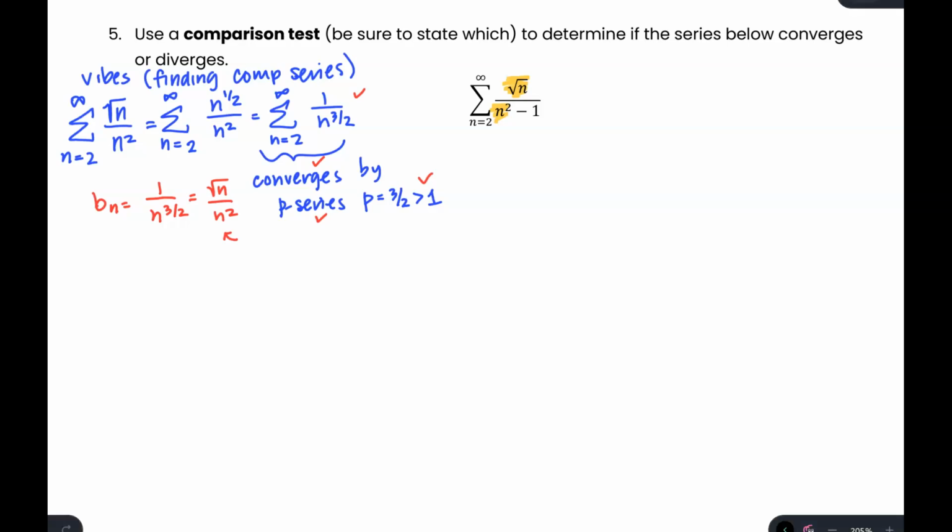So in the limit comparison test, we do the limit as n approaches infinity. And it doesn't matter which of these two series, which terms, we put in the numerator and which one we put in the denominator. So I'm just going to go ahead and leave a sub n as is, my original series. And I'm going to multiply by the reciprocal of the ugly version of b sub n. So here we go, n squared all over the square root of n.